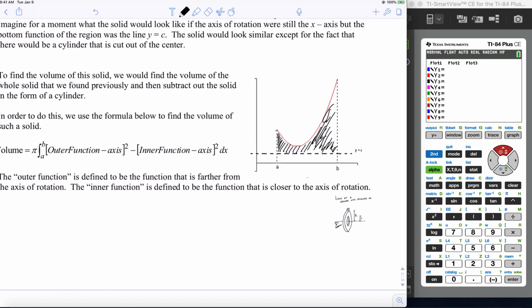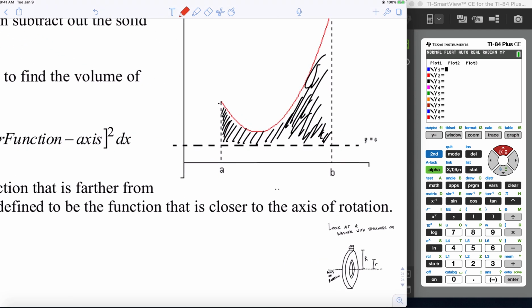Now we're going to look at what happens down here. We can't use a disk anymore. Let me charge this up. When we take a slice and rotate it, let me make a slice here. Do it in red. And I rotate it around. Remember, this is my axis still. The x-axis is my axis of rotation. I get not a disk, but what we're going to call a washer.